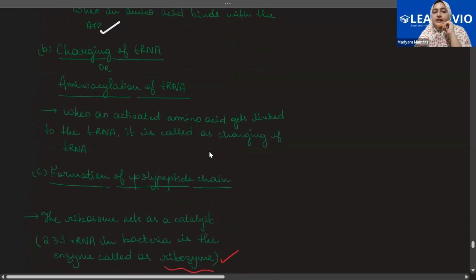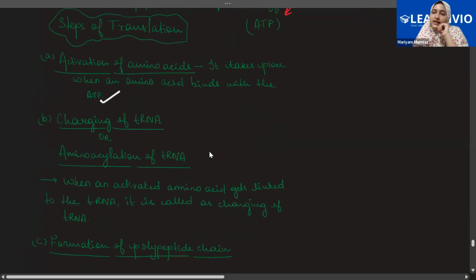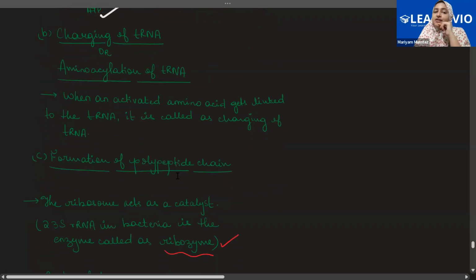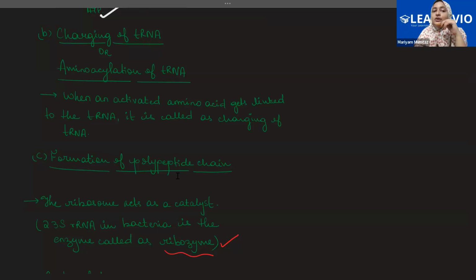All right. So as I was talking about, the first step of translation is when the amino acids get charged, or you can say they get activated. And when do they get activated? They get activated when they bind to the ATP. Now after that, the charging of tRNA takes place, or this whole process wherein the tRNA gets charged, we can call it the amino acylation of tRNA. So when an activated amino acid gets linked to the tRNA, it is called charging of tRNA.